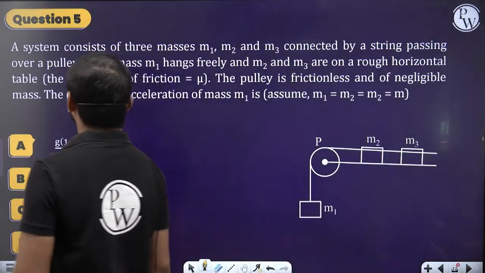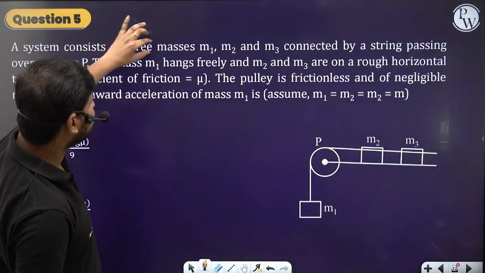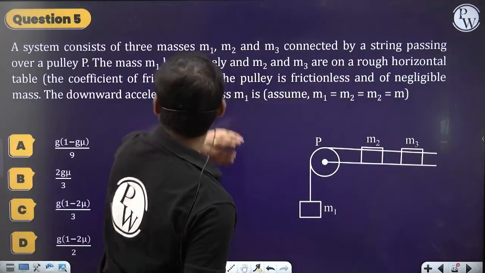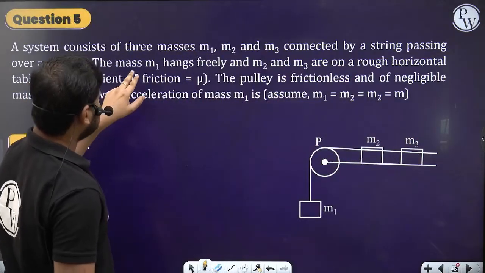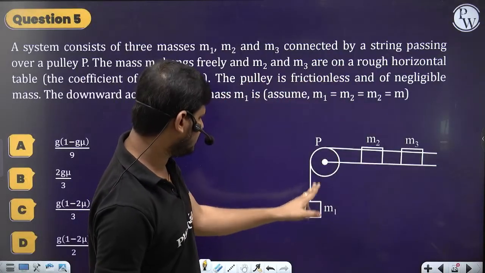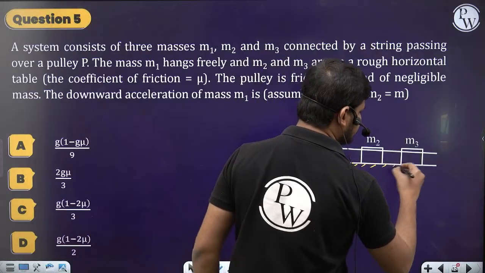So let's take the next question. What does the question say? A system consists of three masses m1, m2, m3 connected by a string that passes over a pulley. The mass m1 hangs freely and m2, m3 are on the rough surface. This is a rough surface given.